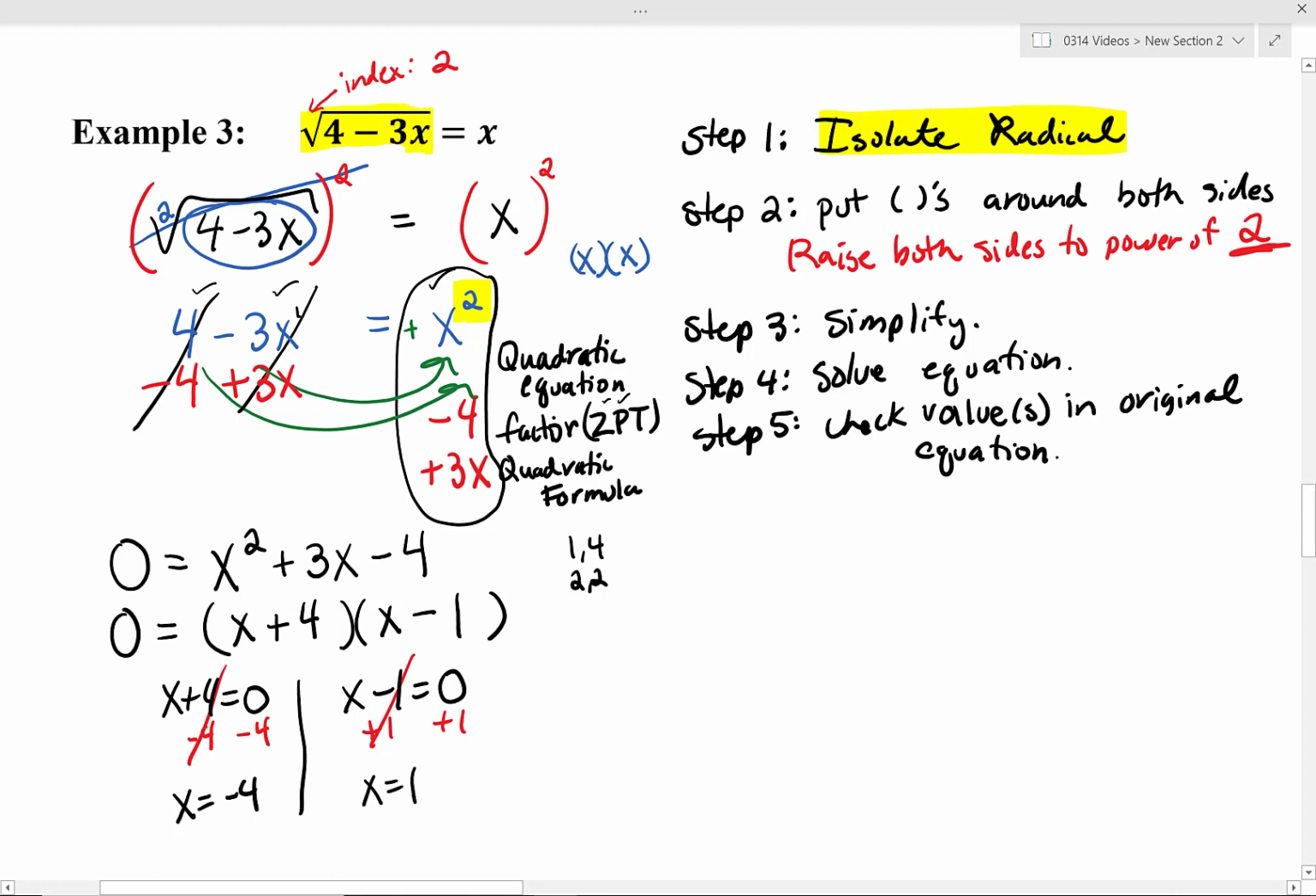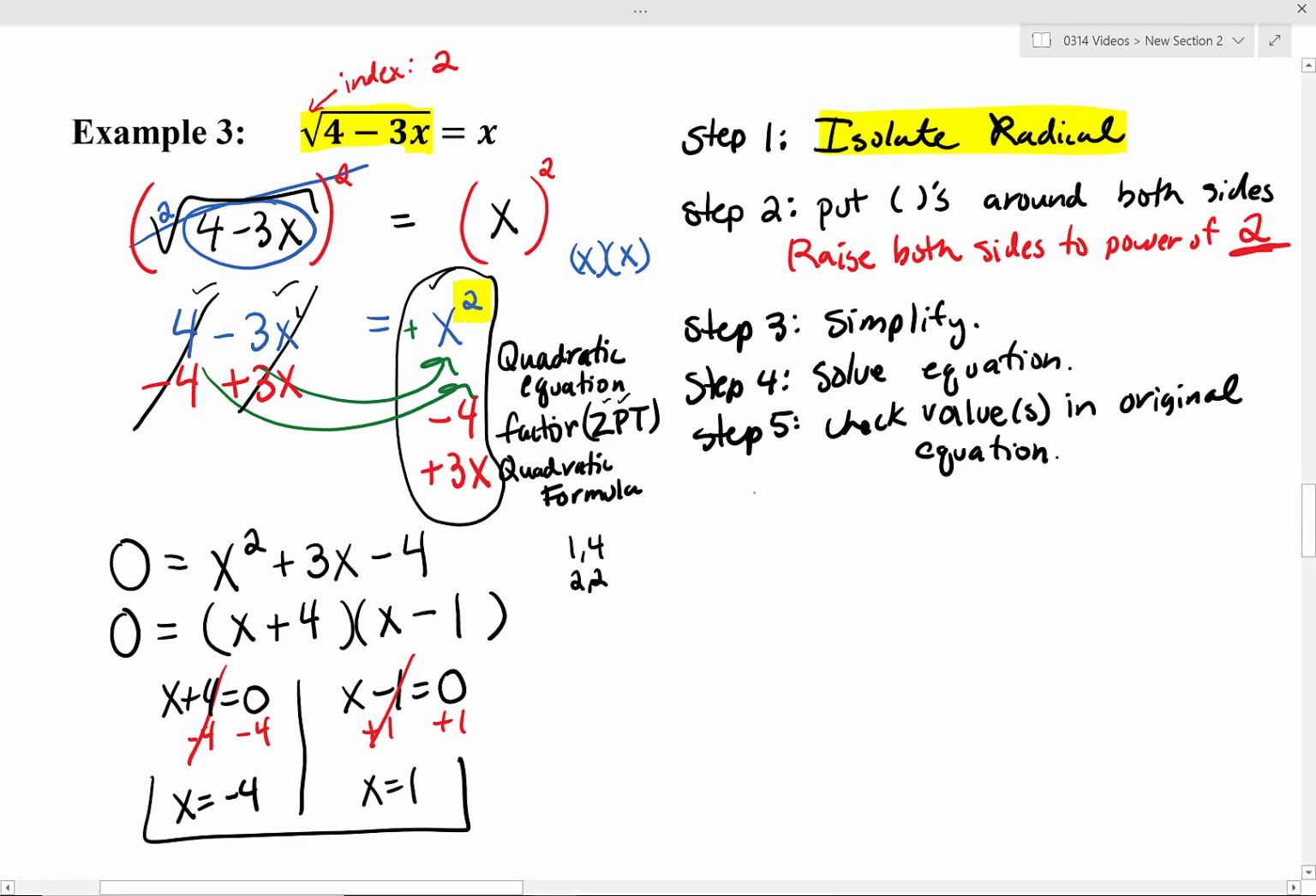Sometimes you might get a quadratic equation, and we need to use our skills from solving quadratic equations to either factor, use the quadratic formula, or sometimes we can use the square root method if we don't have that linear term. So we solved the resulting equation. Our last step is to check their value or values. Sometimes we get more than one value from solving that equation. We need to check all of them in the original equation. So let's do that check.